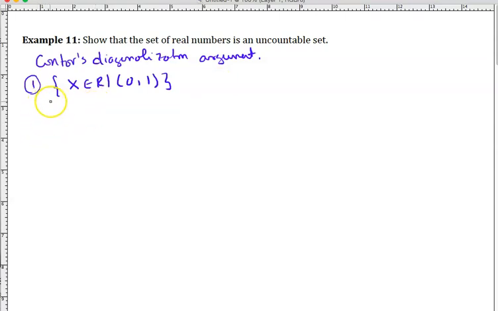Let's look at the set of numbers, and we're going to do this by contradiction. By contradiction, we assume that this set of numbers is countable. Remember, these are real numbers, so they're going to have decimals in them. So assume that 0 to 1 is a countable set.